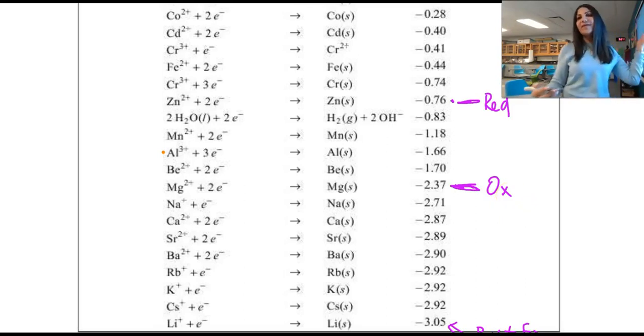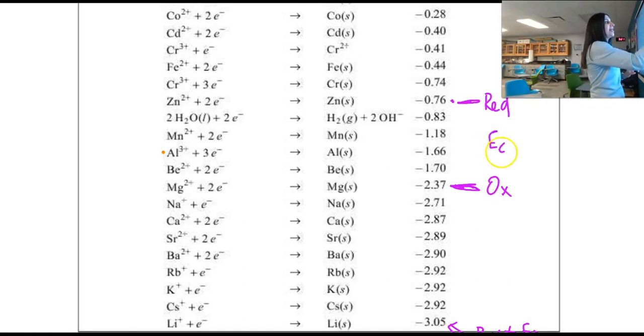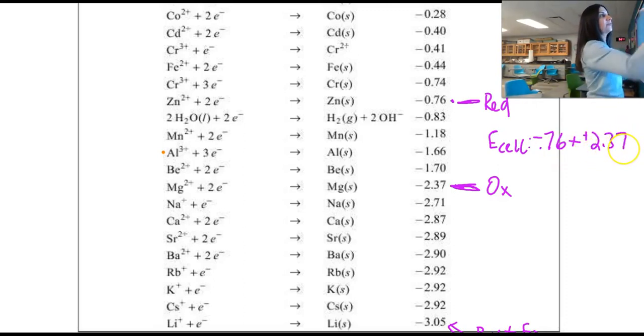Why? Because the one that's higher should be better for being reduced naturally. So what I'm going to do is add my two numbers in order to get my E cell. To get my E cell, I'm going to take negative 0.76 and add that, but this needs to be reversed. It needs to be flipped. And if I flip it, I'm going to get a positive 2.37.